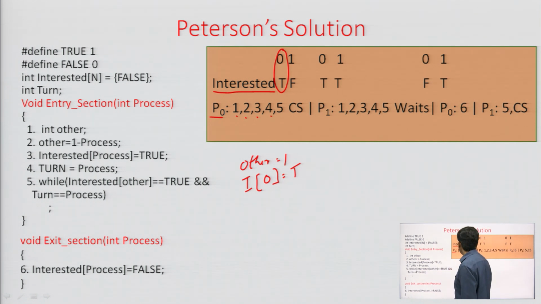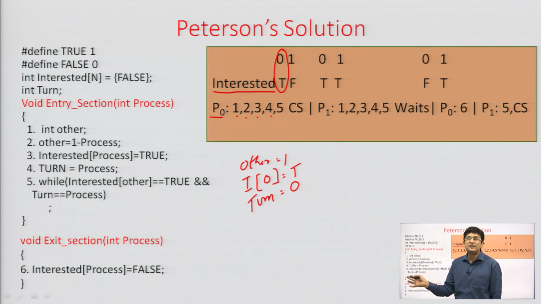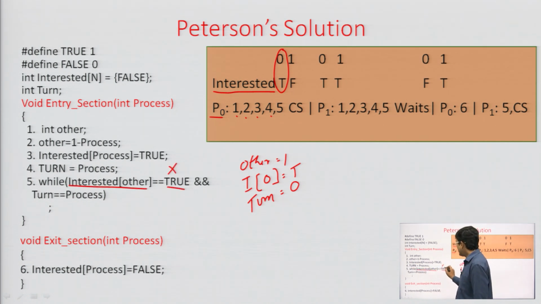After this, statement number 4: turn equals to process, which means turn is equal to process number 0. Now, if the interest of process 0 is true, then at the initial stage the interest of the other process will be false. So see statement number 5: if interest of the other process is true, no, this condition is false. Since this condition is false, the P0 process can enter the critical section.